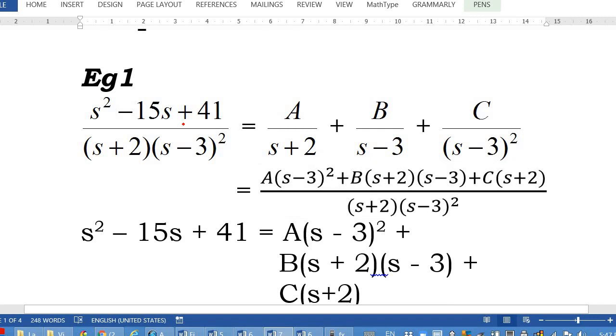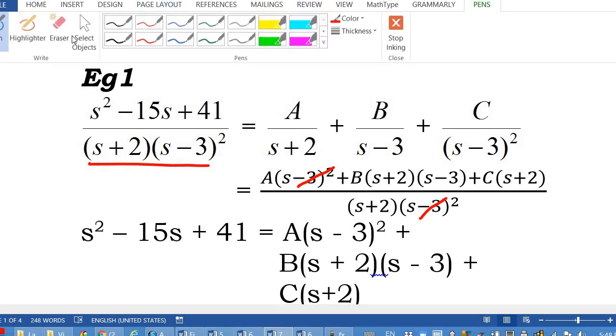And then for the right side, to make the same denominator, you must have s plus 2 times s minus 3 squared. For a, you already have the term s plus 2, and you left out s minus 3 squared. That's why you multiply a with s minus 3 squared, so that when you cancel out, you get back a over s plus 2. And then for the b term, notice that you have s minus 3, b over s minus 3.